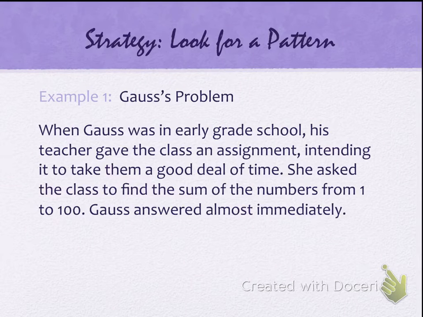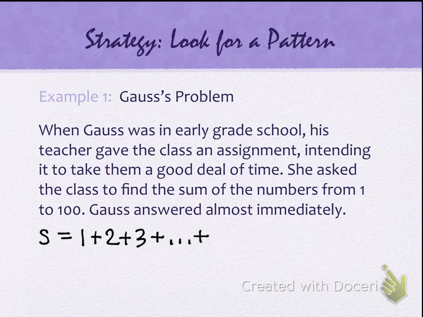So the first thing I'd like for you to do is to write down S. S is just standing for the word sum. It's a sum. And write down the first 3 numbers from 1 to 100, so 1, 2, 3. And then you can put a dot, dot, dot. And then the last 3 numbers in that list, so 98, 99, and 100. This is what the teacher wanted them to do.